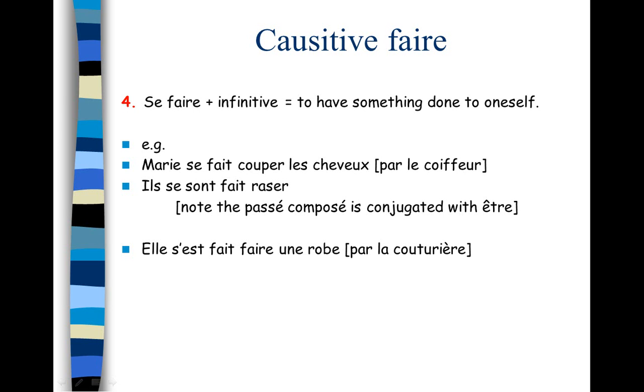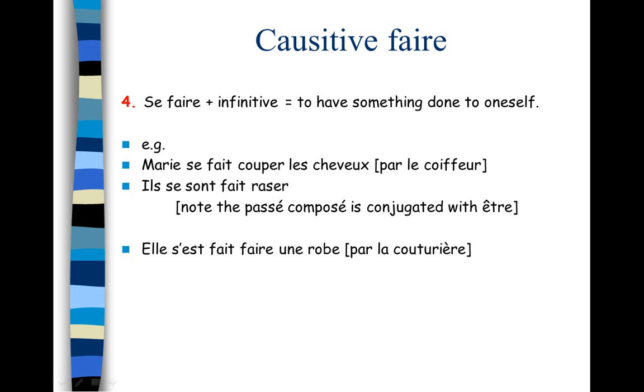If she had it done to someone else, and you'll see how that works, that would come after, and we would say, elle fait couper les cheveux aux enfants would mean she has the children's hair cut. But when she's having it done to herself, it's elle se fait couper les cheveux. Ils se sont fait raser. They have themselves shaved, or they had themselves shaved. And note the passé composé is conjugated with être because it is a reflexive verb here. Se faire, reflexive. So we're going to conjugate it with être. Ils se sont fait raser, they had themselves shaved.